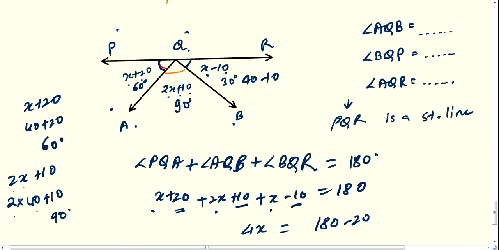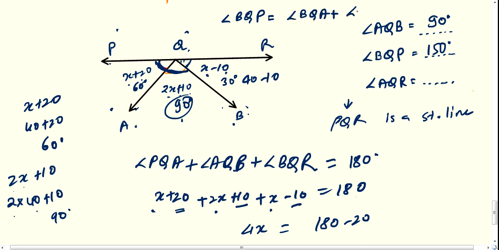Clear? Now AQB is here, which is 90 degrees, so write 90 degrees. BQP: in BQP there are these two angles, so 90 plus 60 is 150, so write 150. How can you calculate BQP? Simply, BQP equals BQA plus AQP. BQA is 90 degrees and AQP is 60 degrees. So finally 150 degrees.